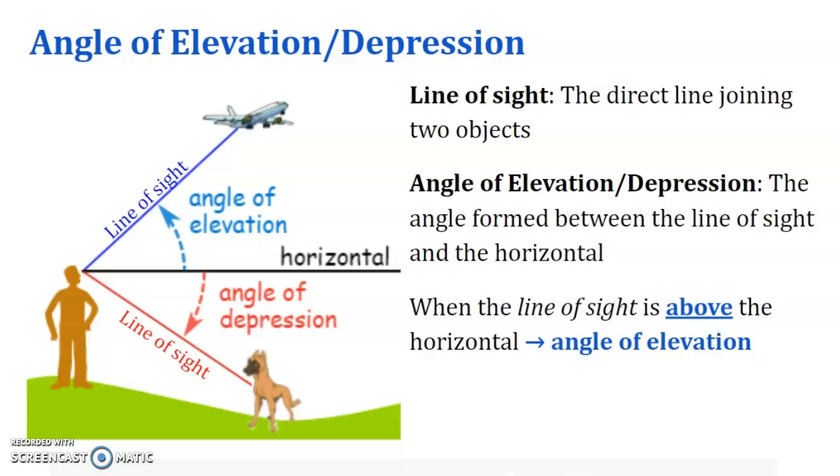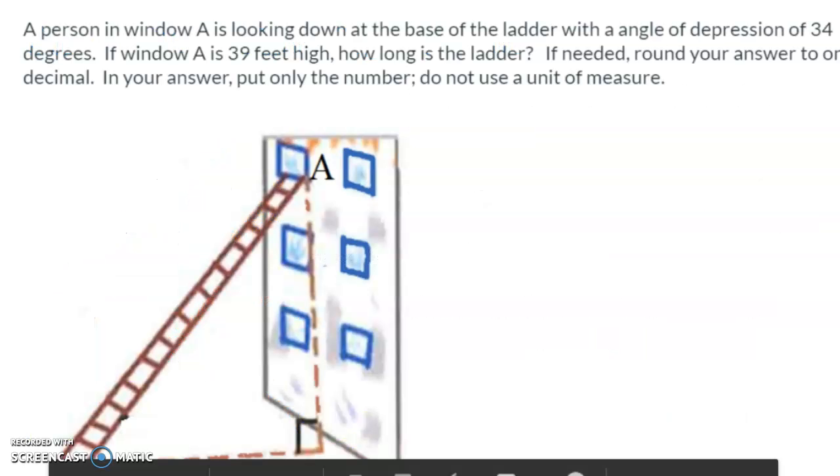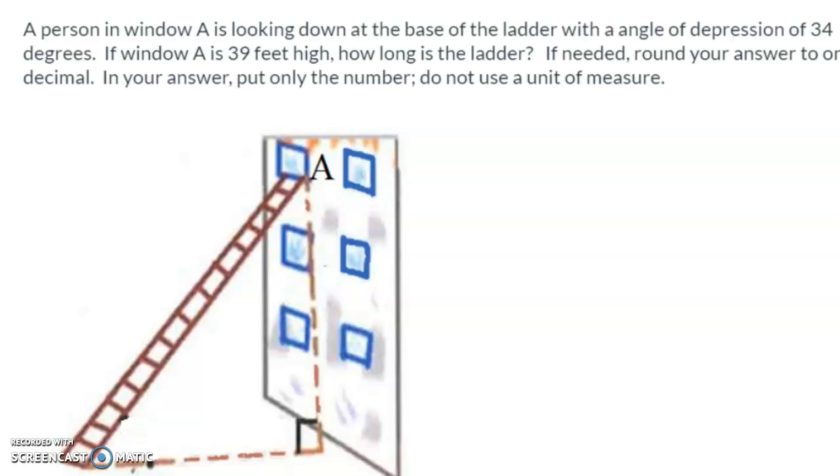So in the airplane, it's angle of elevation because we are looking up. Whereas when we're looking down, when the line of sight is below the horizontal, it's going to be angle of depression. So knowing that, I hope you had a chance to look at this problem and we're going to solve this together.